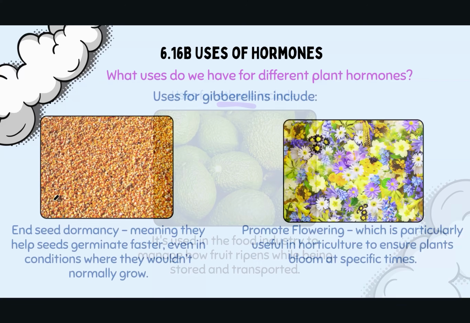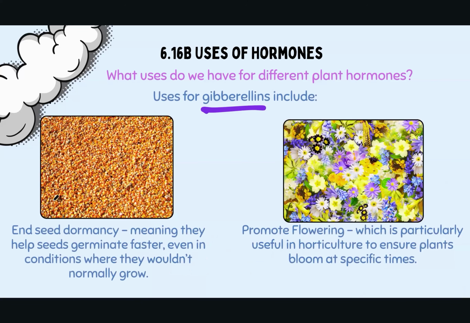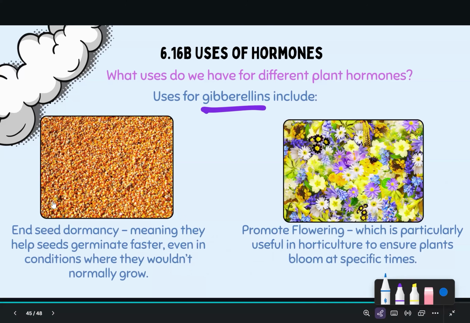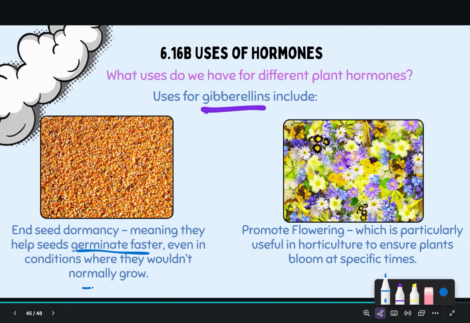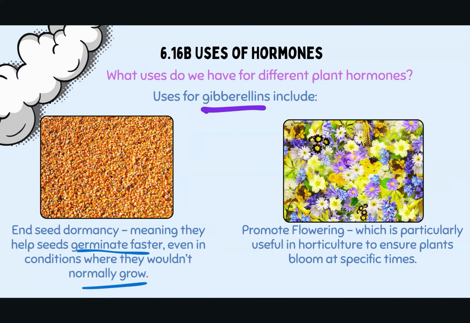Then you can use something like gibberellin, which is another hormone, which ends seed dormancy. So some seeds you can keep in a packet for a long, long time. And then to increase the speed at which it germinates and starts to turn into a plant, you can add gibberellins, which means they germinate faster, even in conditions where they would not normally grow. So gibberellins help grow plants in areas where the conditions might not be ideal.